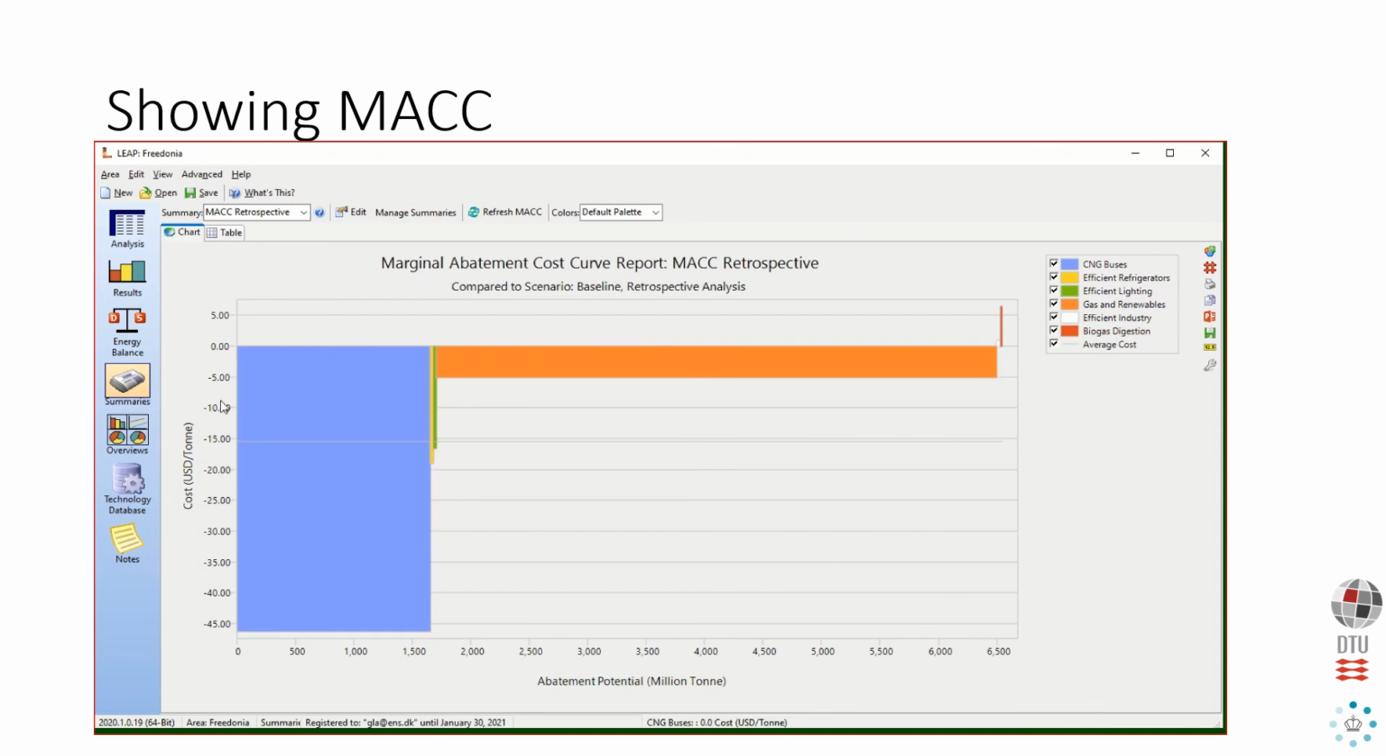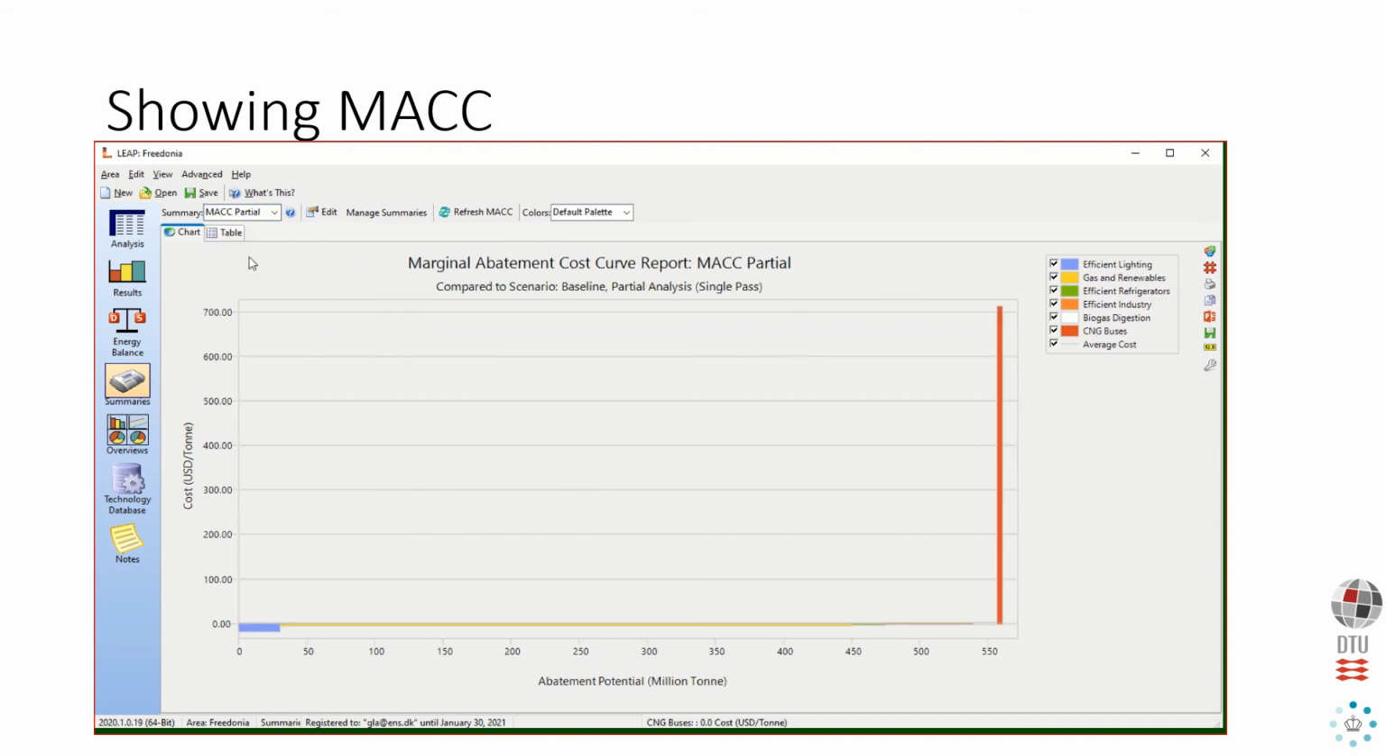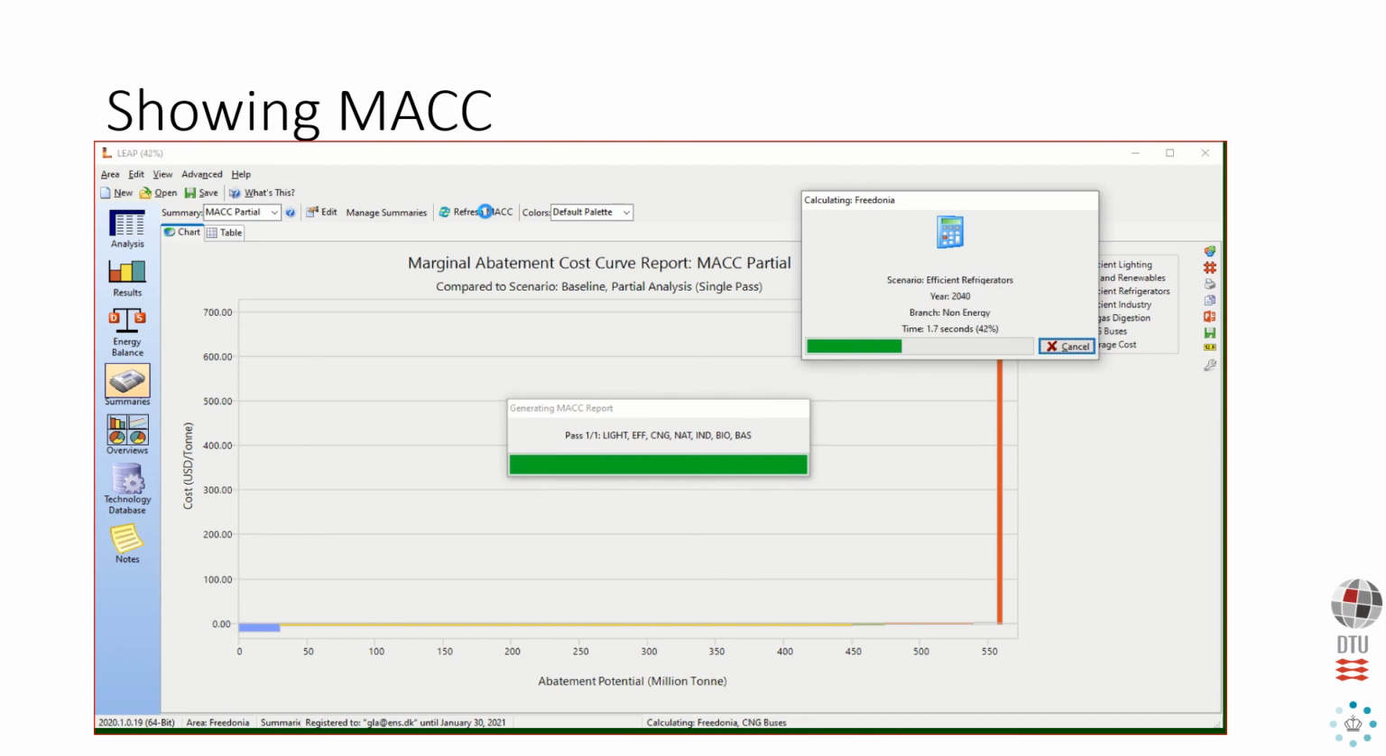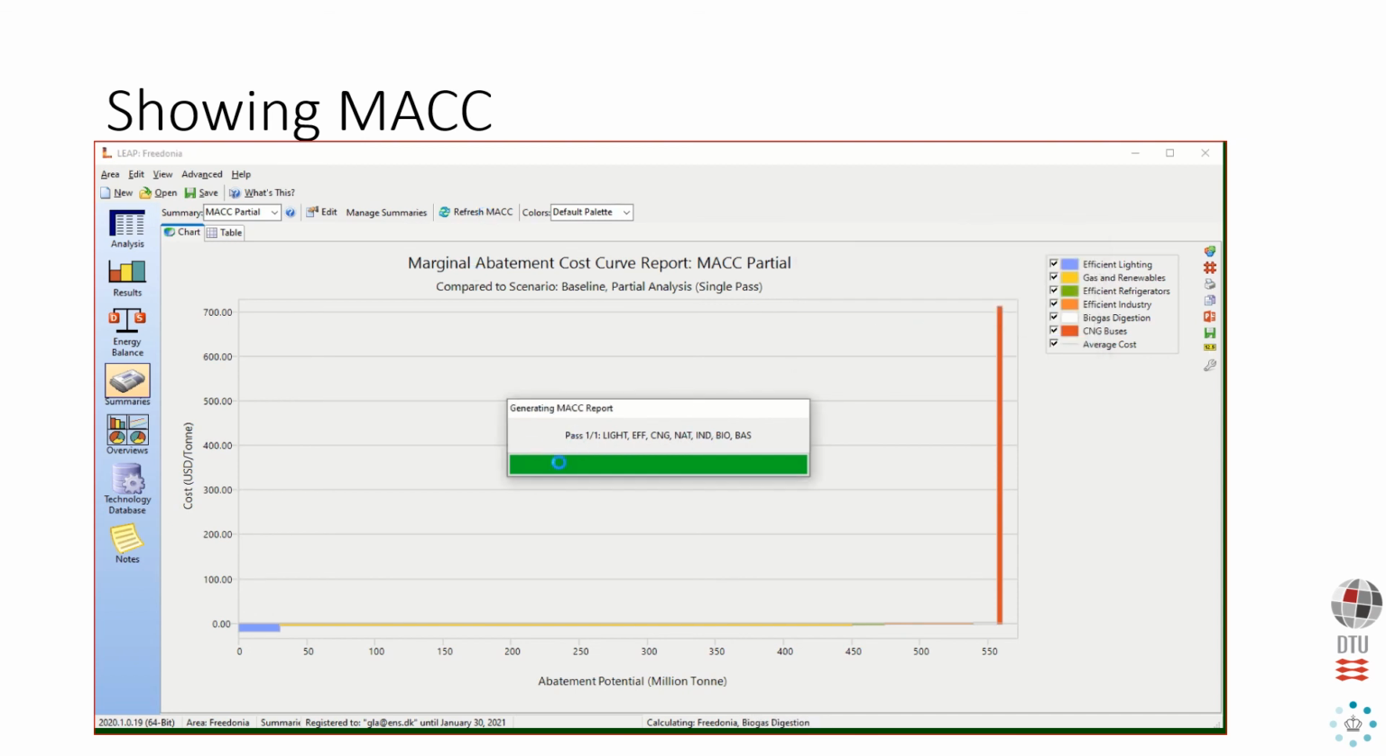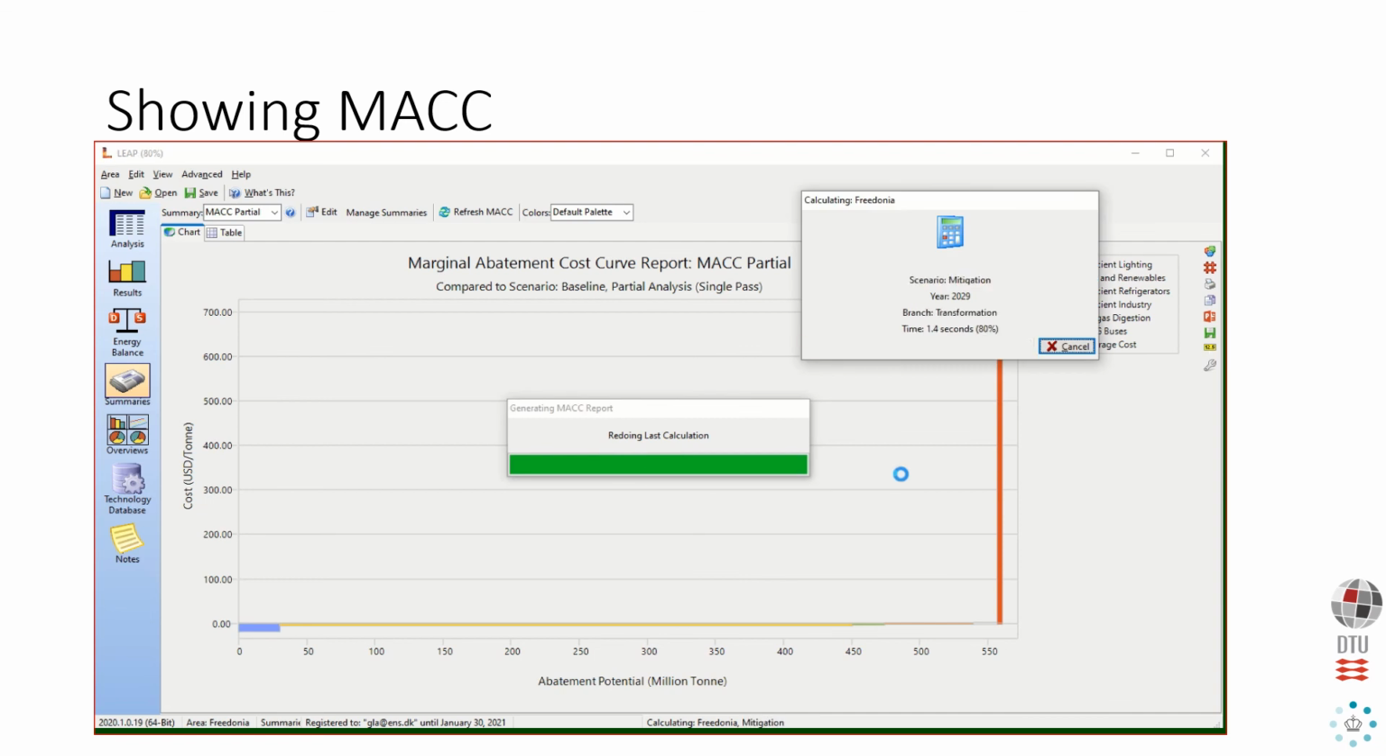Now we have a calculator. I didn't change anything. I haven't changed any data, so that's not surprising. So here we have MACC retrospective, where we can see how the singular policies work in relation to each other. And here in the MACC partial, this is just how they work without any relation to each other. So the interesting thing here is that the CNG buses are, maybe you have to refresh MACC in this case as well, because we also have to refresh in this partial one. It should change quite a lot.